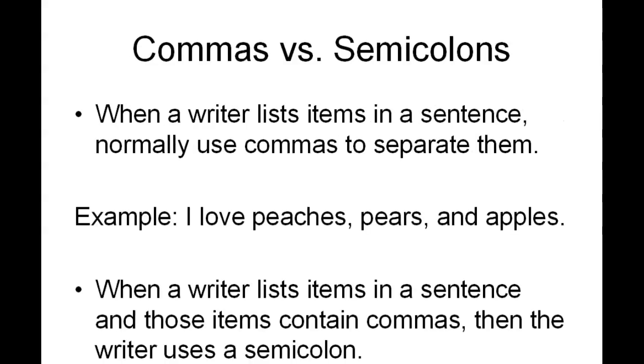So when a writer lists items in a sentence, they normally use commas to separate them. Like in this example that we have here, I love peaches, pears, and apples. The writer has used two commas here, one in between peaches and pears and one in between pears and the word and. In typical situations, this is what you do.